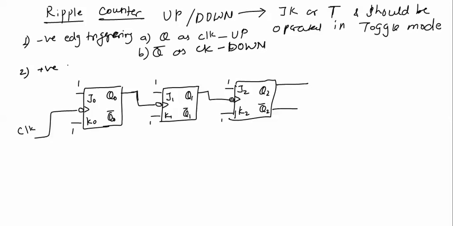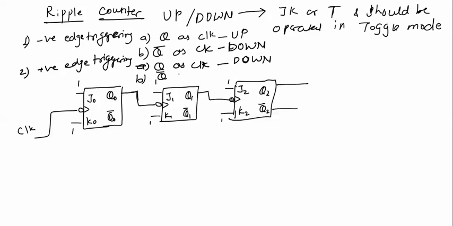Second, for positive edge triggering, if flip flops are designed for positive edge triggering, then there will be two cases. If Q is applied as a clock, then it will count in down sequence, not in up sequence, because triggering is changed. And if Q bar is applied as a clock, it will count in up sequence. So these four possible triggerings are there. If negative edge triggering is used, Q must be applied as a clock in order to obtain up sequence counting, and Q bar must be applied as a clock in order to obtain down sequence counting.